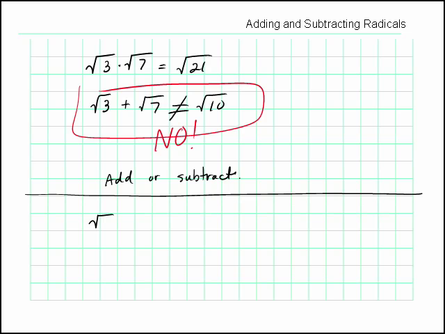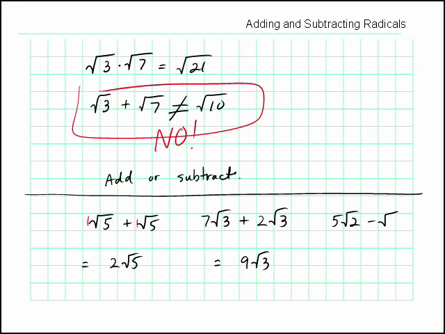If we have the square root of 5 plus the square root of 5, that means I have two square root 5s. In other words, 1 square root 5 plus 1 square root 5 is 2 square root 5s. 7 square root 3s plus 2 square root 3s gives me 9 square root 3s. If I have 5 square root 2s minus a square root 2, then that means I have 4 square root 2. So to add or subtract radicals, they have to be the same radical. In other words, like terms.